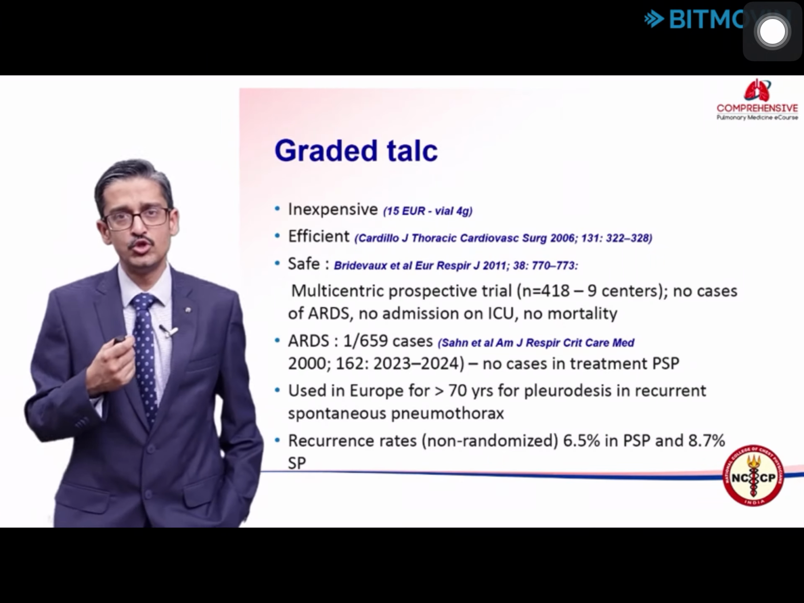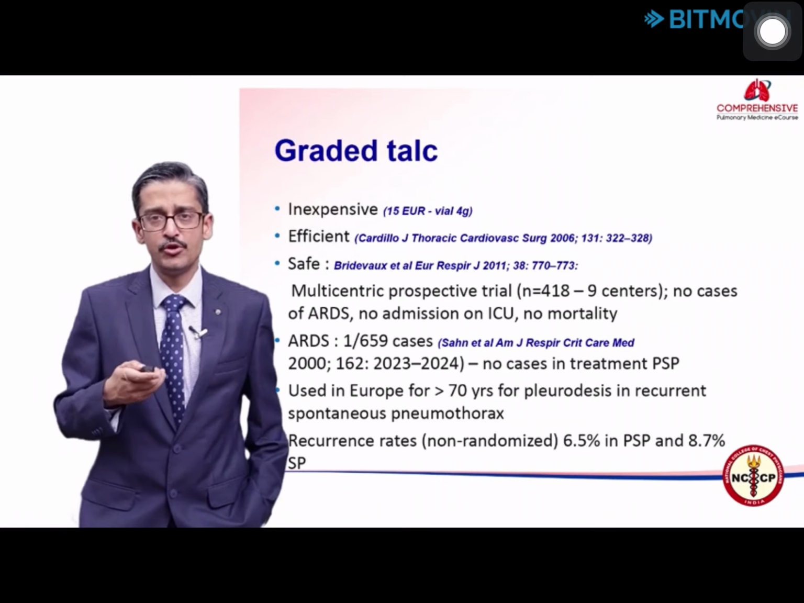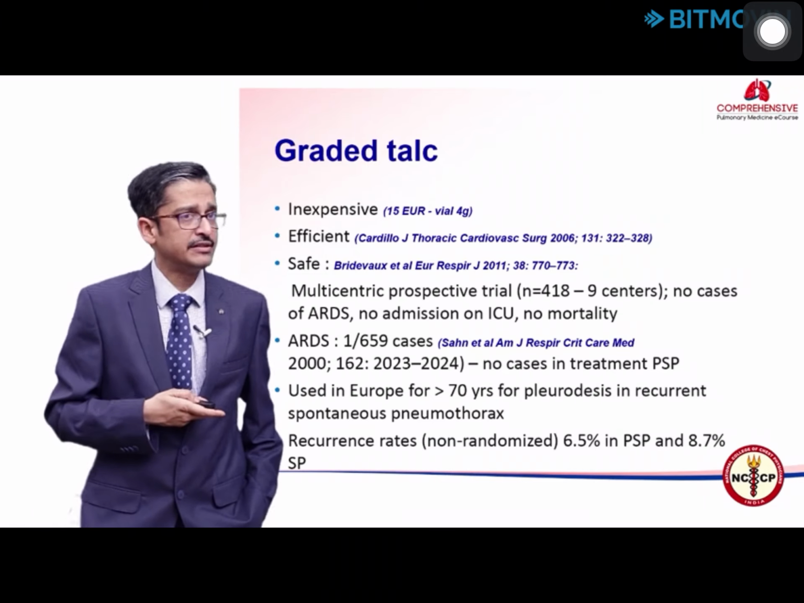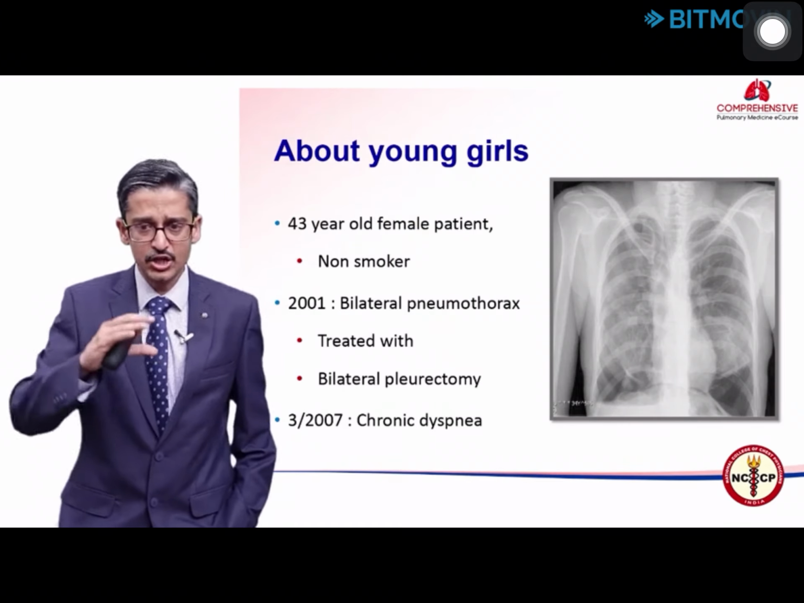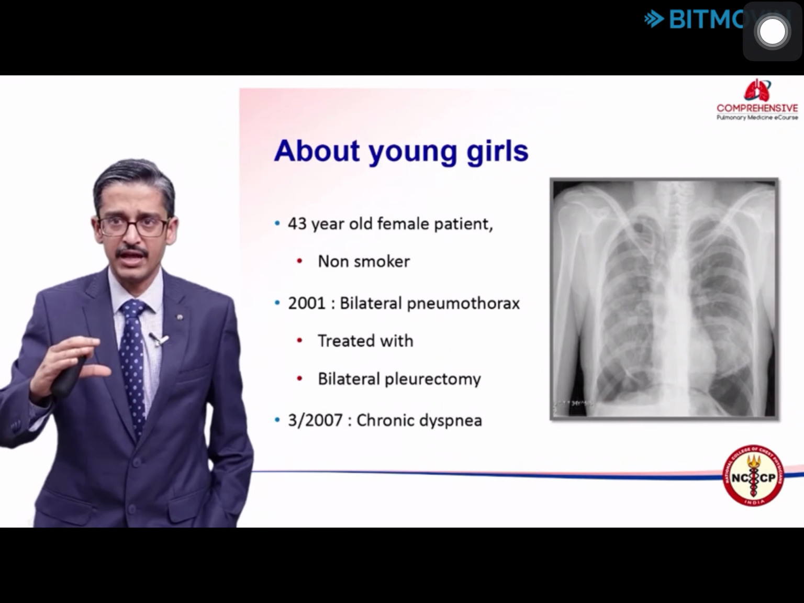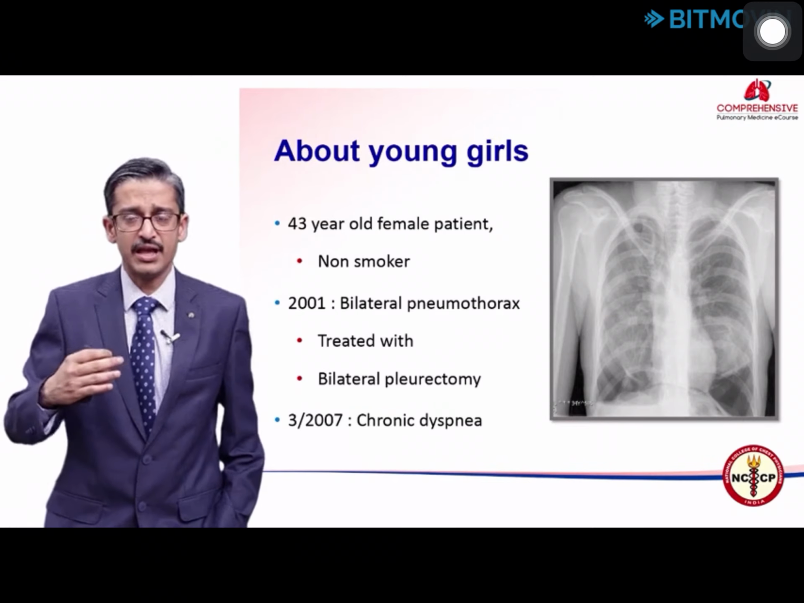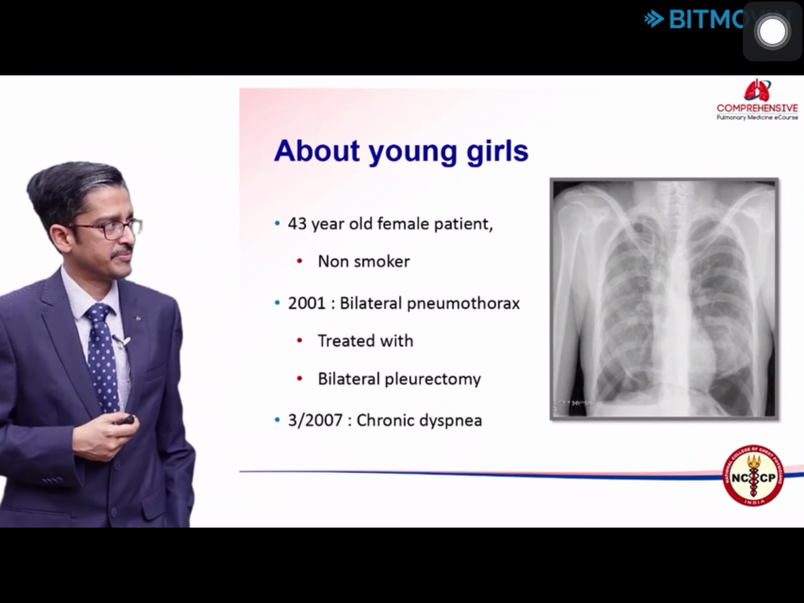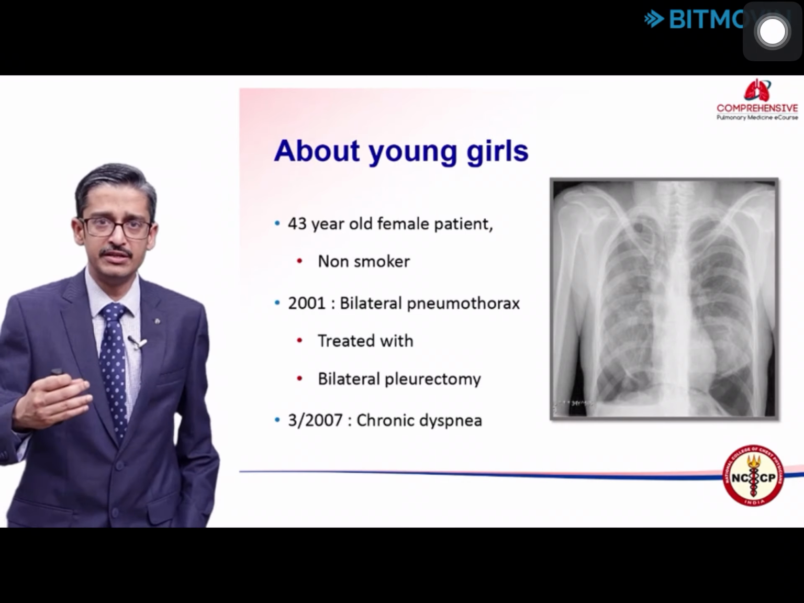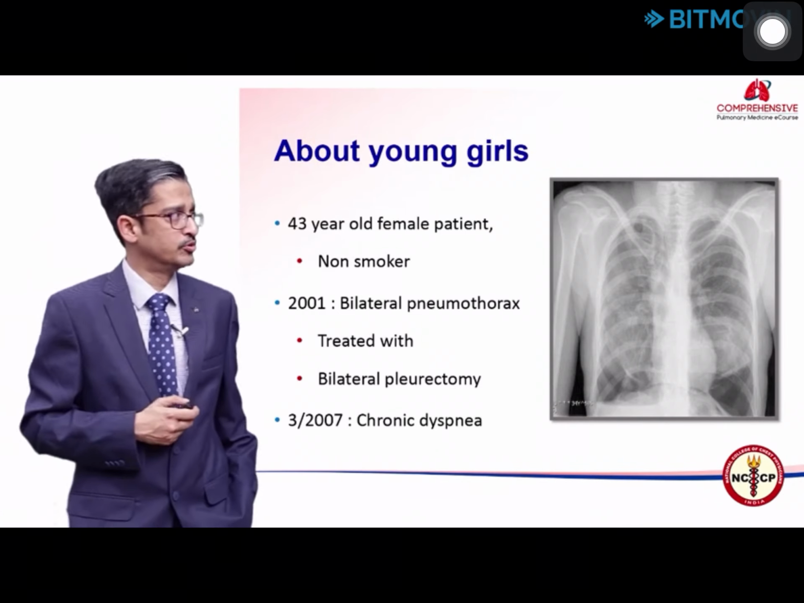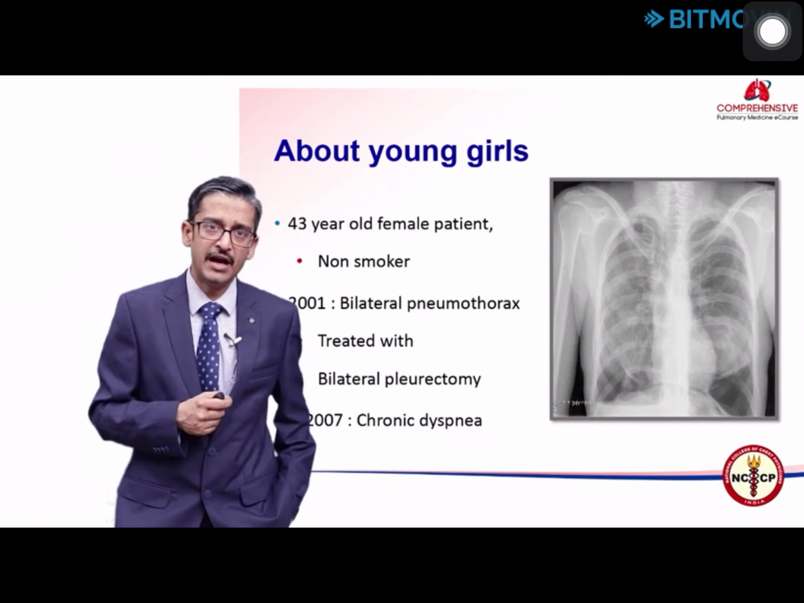What else would you want from an agent which you're putting in to prevent the occurrence of a pneumothorax? So that's the concept about young men and primary pneumothoraxes and about secondary pneumothoraces. Next, I talk about a different group, maybe a different breed of illness, even though we continue to speak about pneumothorax. So we talk about young girls.